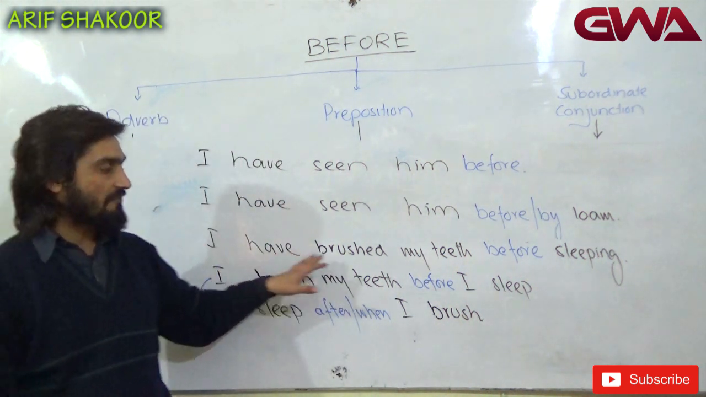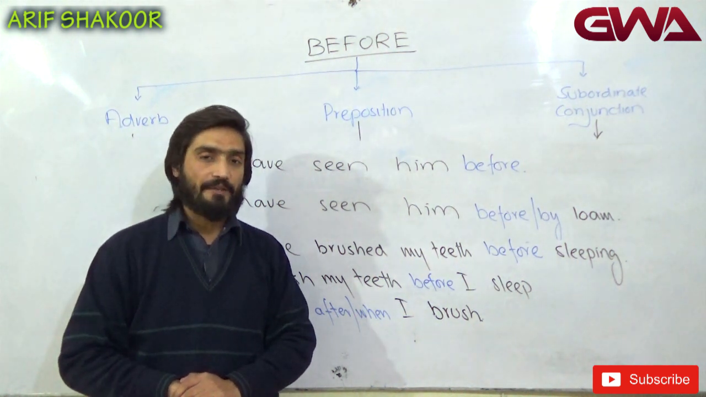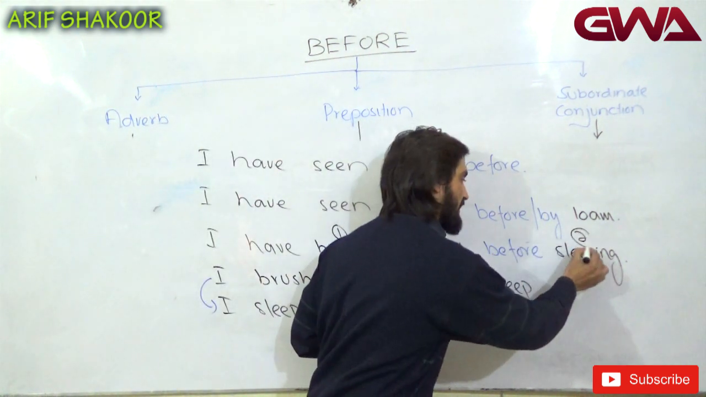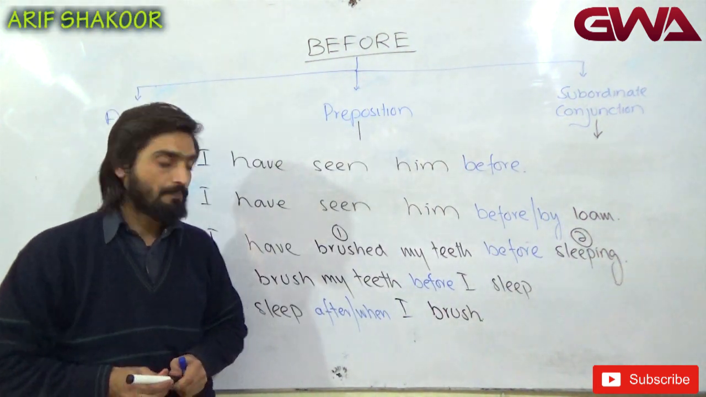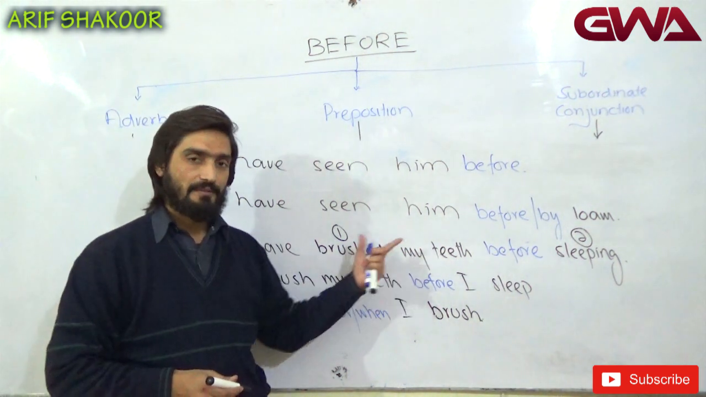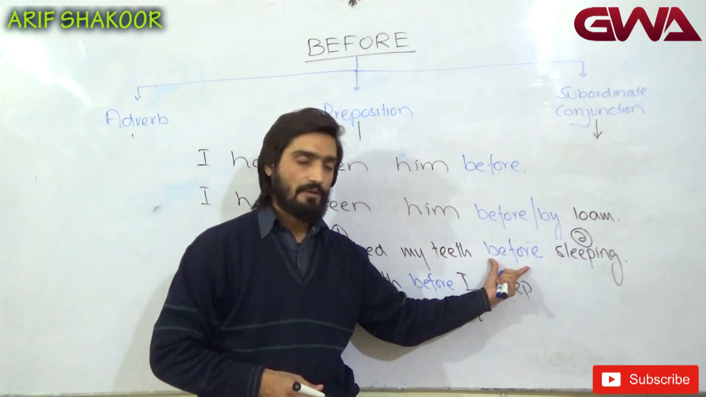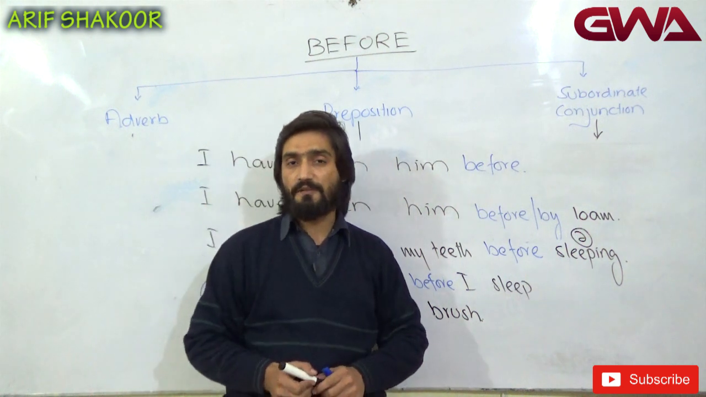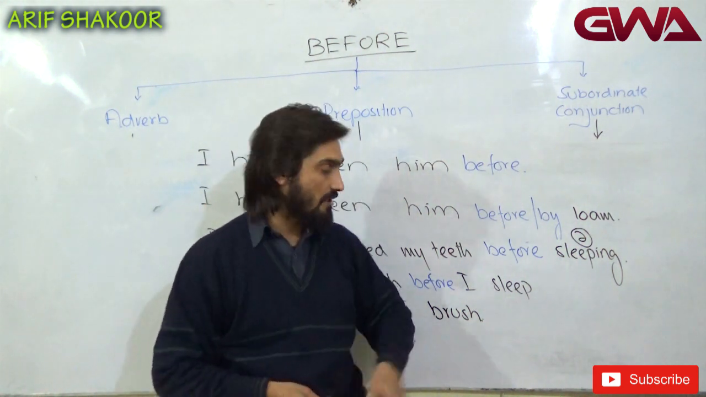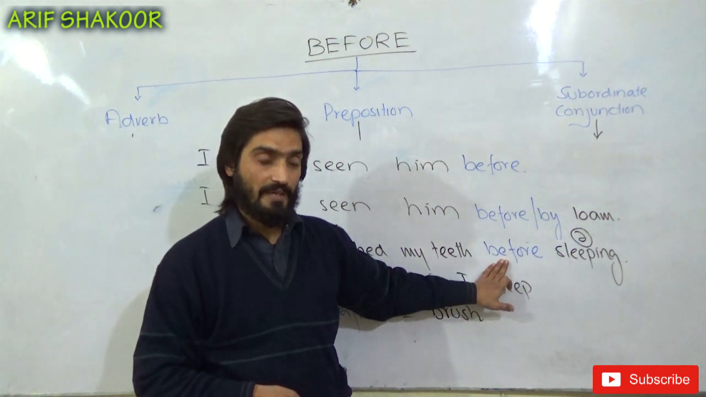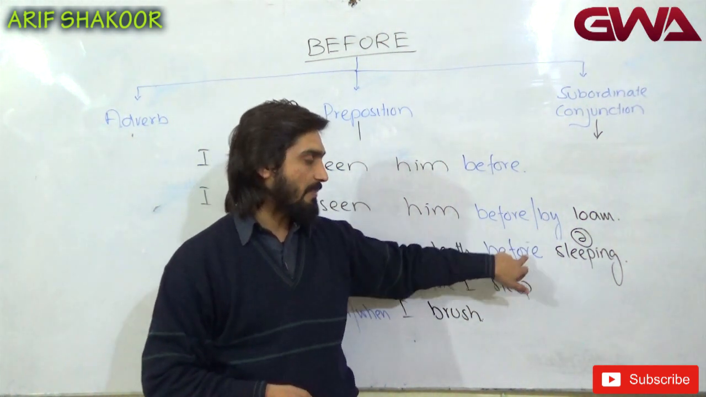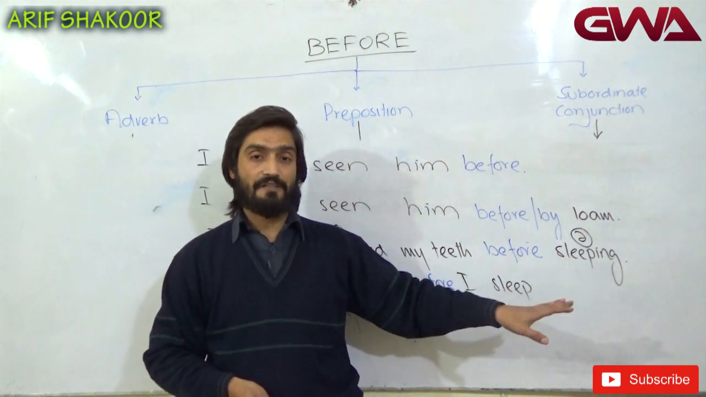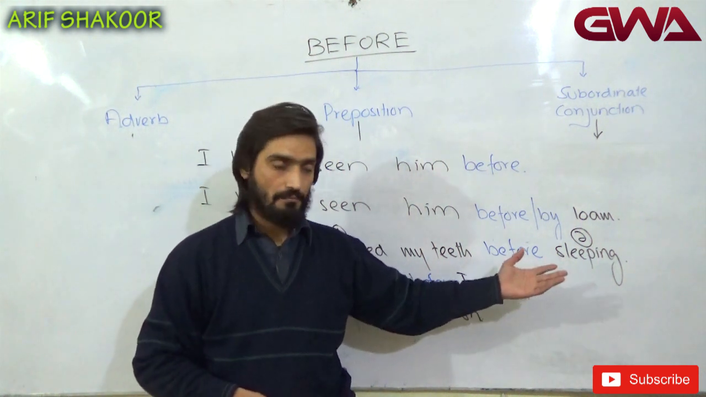Third example, I have brushed my teeth before sleeping. Now, brushing here is the first activity and sleeping is the second activity I perform. I have brushed my teeth. I do this before I do this. Now here, before is followed by the ing form of a verb, which is also called gerund because before is a preposition here. Now in this case, we cannot use by. We cannot say, I have brushed my teeth by sleeping. That will give us a different meaning. So, by cannot be used here.